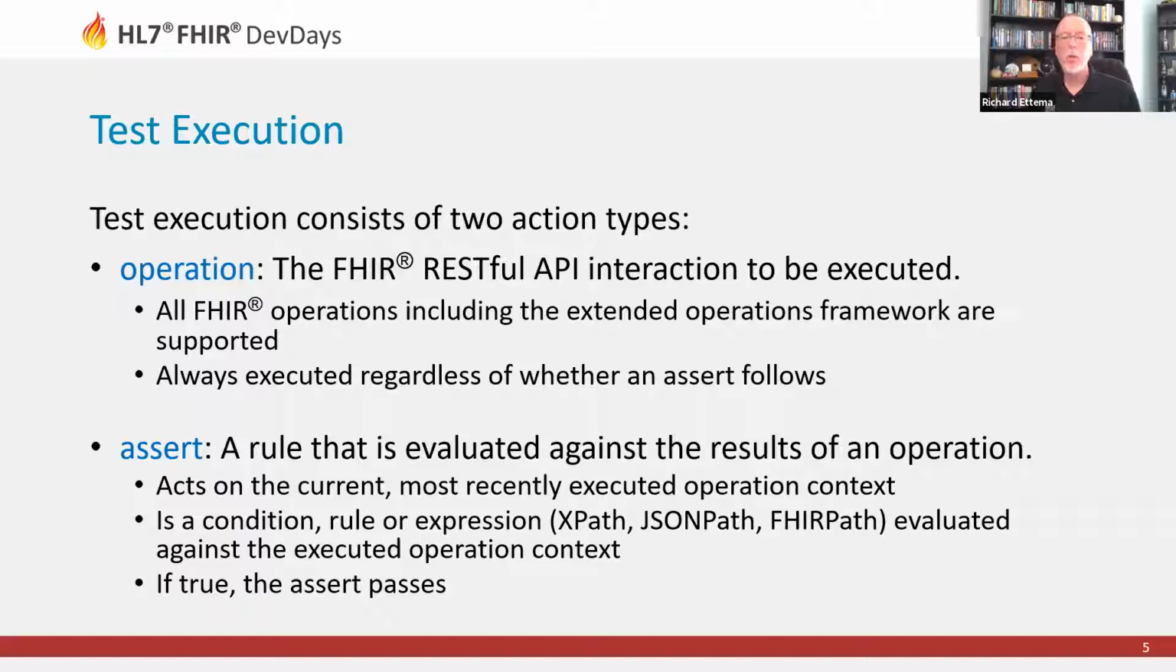So an assert will always act on the current most recently executed operation, and it is essentially a condition, rule, or expression. They support XPath, JSON path, even FHIR path. And that's going to be evaluated against the executed operation context. And very simply put, if the assert is true, if the evaluation is true, the assert passes. And the converse is true. If it evaluates to a false, then that will be a failure. We do have options to allow for warning onlys and so forth.